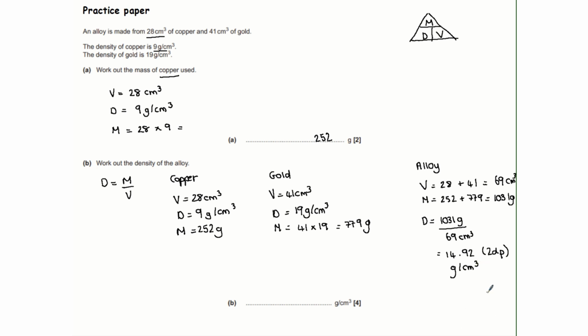I can double check that looks roughly correct. I have more gold than I do copper, so therefore I'd expect the density to be closer to that of gold than I would of copper. Well, ours comes out at 14, so that sounds like a sensible answer.